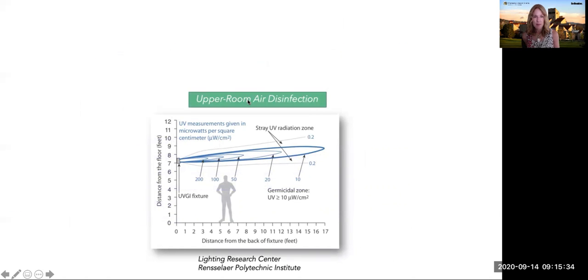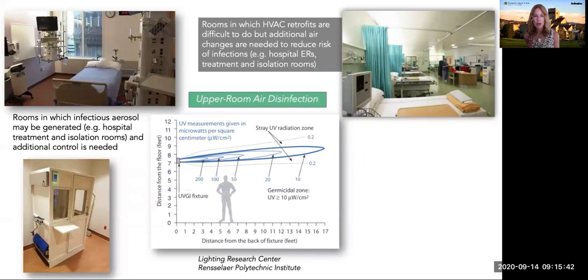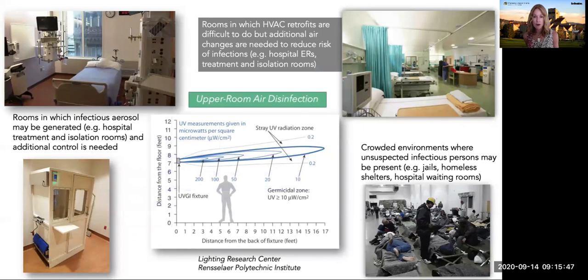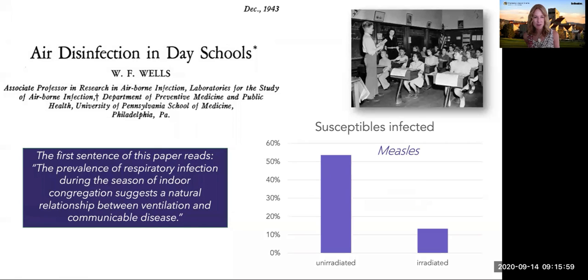A common application of UV is upper room air disinfection, and it's used in rooms in which infectious aerosol may be generated, or in rooms where you need to supplement the ventilation, or in crowded environments where unsuspected infectious persons may be present. In a day school in Philadelphia, Dr. Wells used germicidal UV to reduce measles transmission and did show that over the study period, the unirradiated classrooms had a higher susceptibility infection rate compared to irradiated classrooms.